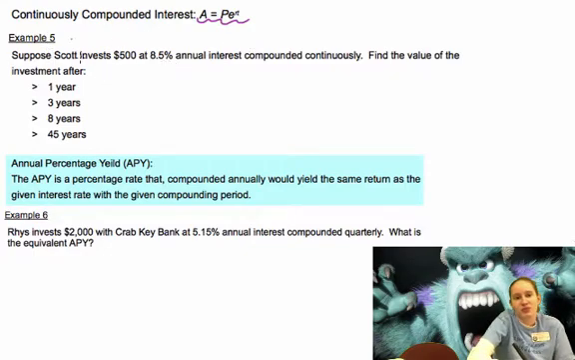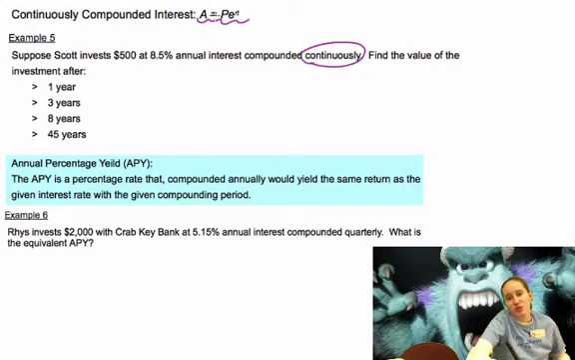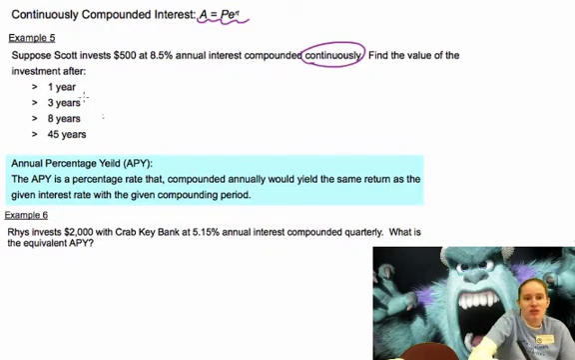So on example 5, suppose Scott invests 500 at 8.5% annual interest, compounded continuously. And this word right here is how we know that we're using this formula and not the one we've been using. So find the value of the investment after 1 year, 3 years, 8 years, 45 years, which is all just going to be really easy plugging in. So the principal is 500.